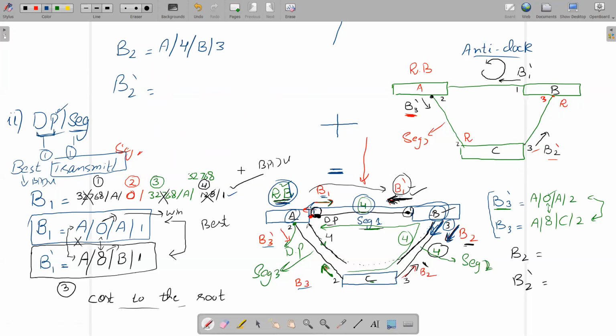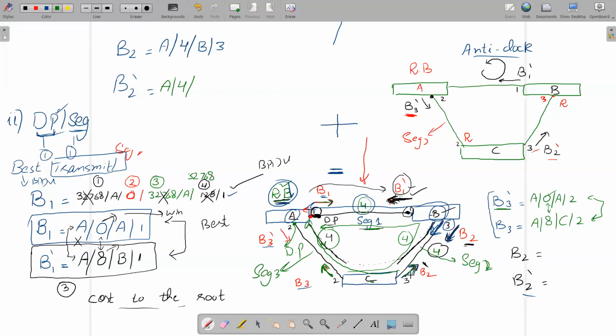And what about B2 dash? Check this out. This is over B2 dash. The first information is always about your root bridge ID. You don't need to even think. I told you, just close your eyes and put the information of the root bridge in the first field. And then you need to put the cost. So how do you calculate the cost? We are sending this BPDU from over here, and just go back to the root bridge and you will see there is only one link which you are crossing. That means the cost is 4.